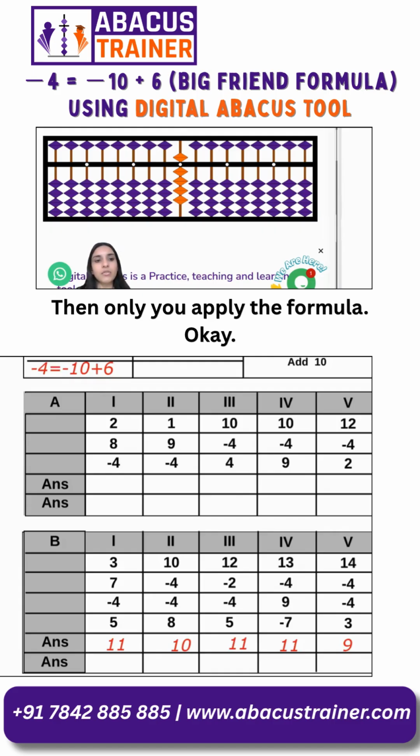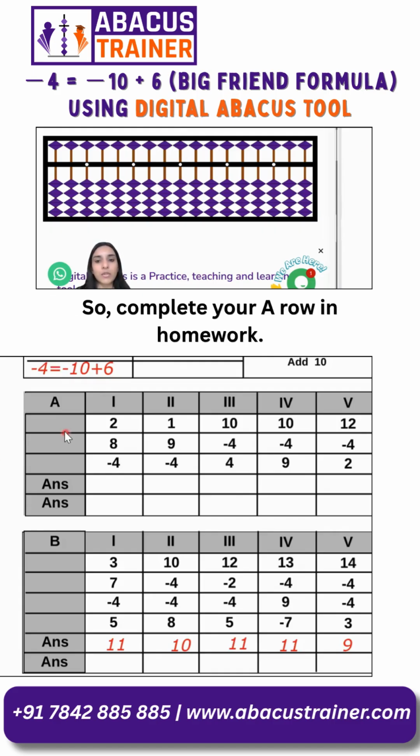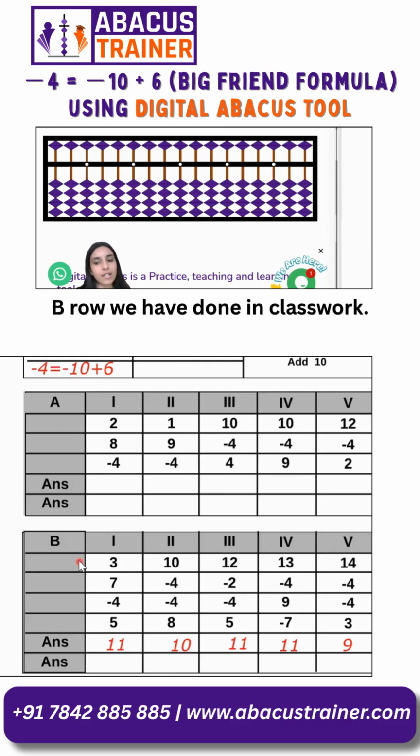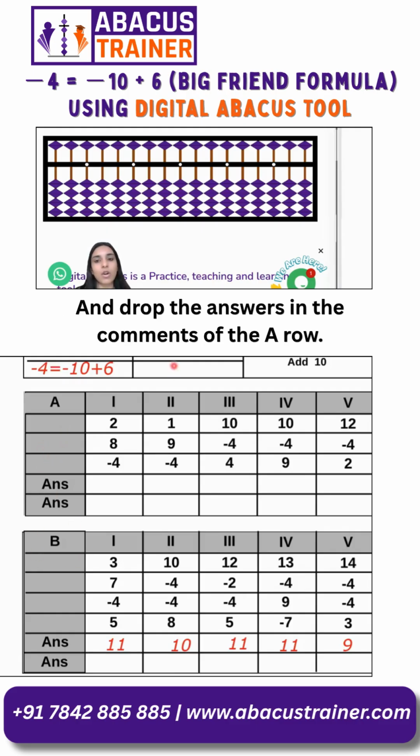Okay? So, complete your A row in homework. B row we have done in classwork, and drop the answers in the comments of the A row.